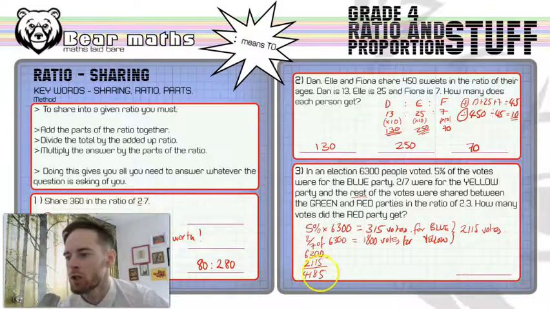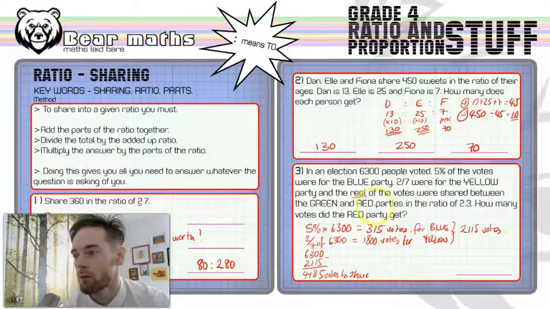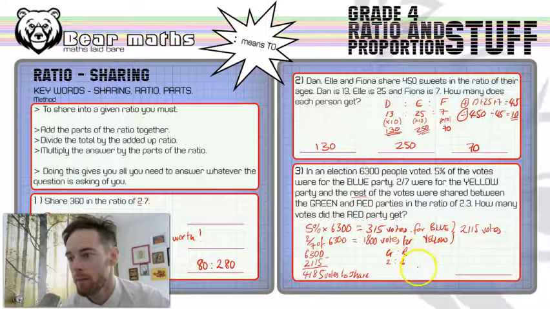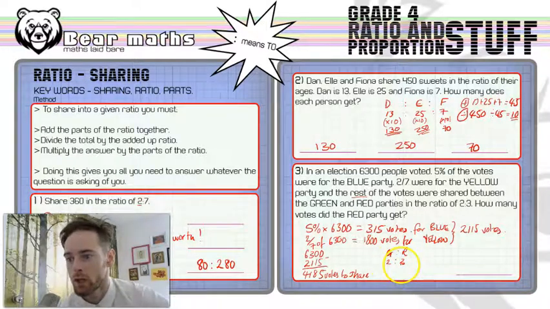All right, so that's what we've got to share between the red and the green. So it says green and red. So G to R is equal to 2 to 3. All right. Now let's do our add, divide, and multiply bit, and then we're going to work out how many votes the red party got ultimately. We're going to work out the green as well. We don't have to.